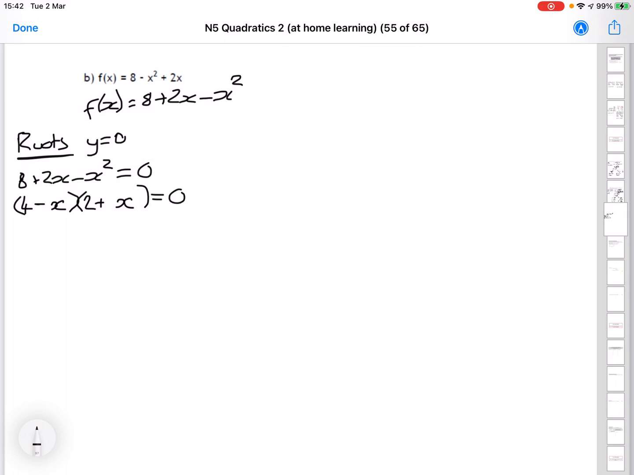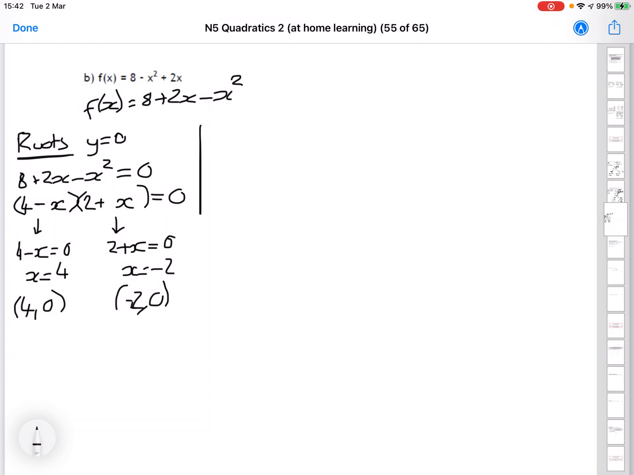So my two solutions, I've got 4 minus x equals 0. So x would be 4, 4 minus 4 for 0. And then I've got 2 plus x equals 0. So x would be equal to minus 2, 2 plus minus 2 for 0. So your two roots are going to be 4, 0 and minus 2, 0.